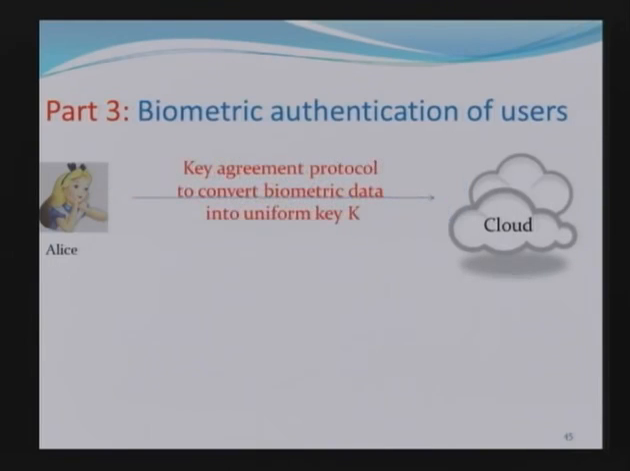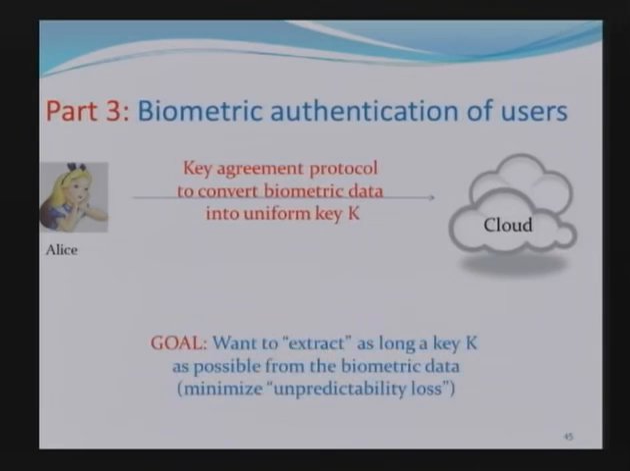And so what would be nice is if Alice and the cloud can run some key agreement protocol to take this biometric data and convert it into a uniformly random key. Then they can use their favorite crypto primitive. So the question is, how do you translate data that only has some entropy into a uniformly random string? And the goal here is you want to extract as long a key as possible from the biometric data, because randomness or unpredictability is at a premium here.